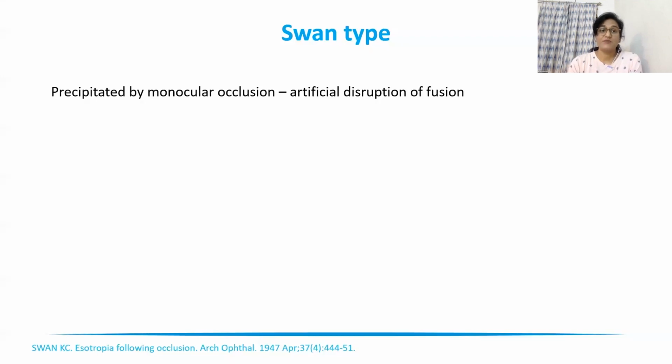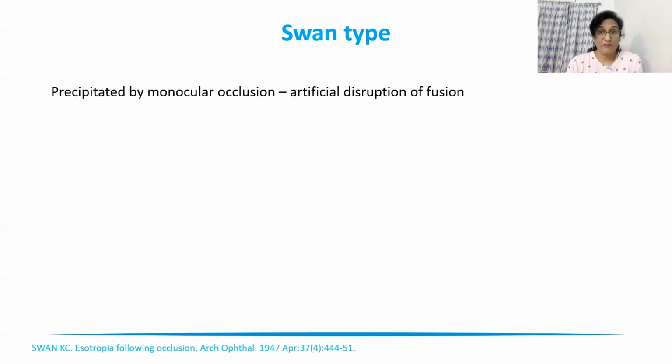Now, this type is precipitated by monocular occlusion. What happens here is that there is an artificial disruption of fusion. So the most common cause here would be patching, which is a common form of therapy given for amblyopia.